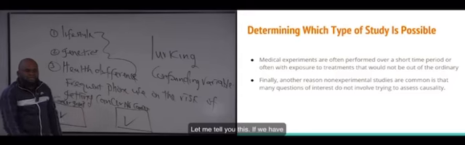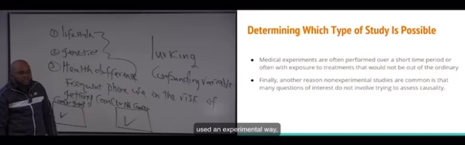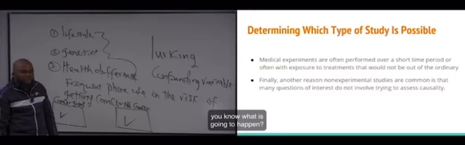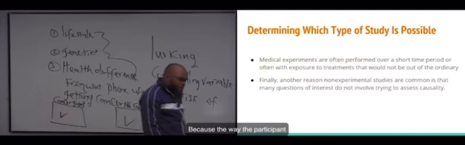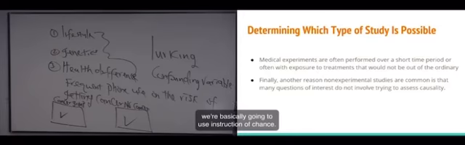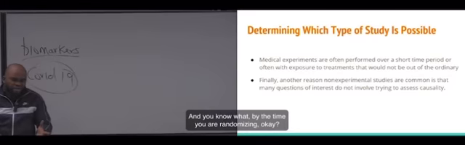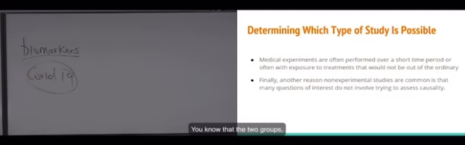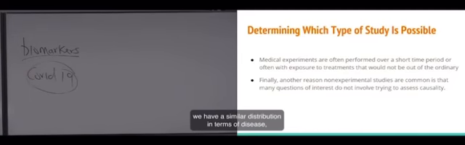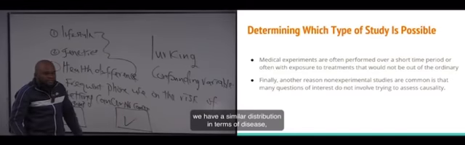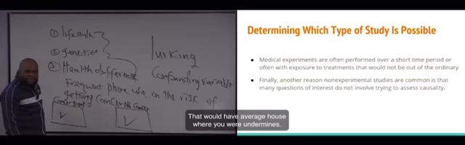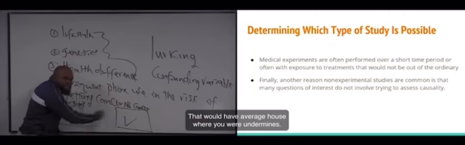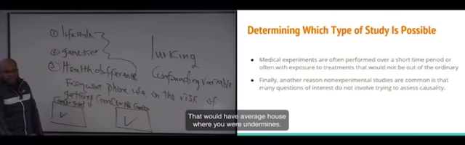But let me tell you this. If we had used the experimental way, you know what is going to happen? Because the way the participants will be assigned to groups, we're going to use the instrument of chance. And by the time you are randomizing, you're going to see that the two groups will have a similar distribution in terms of health, in terms of disease, in terms of lifestyle, which would average out when you randomize.